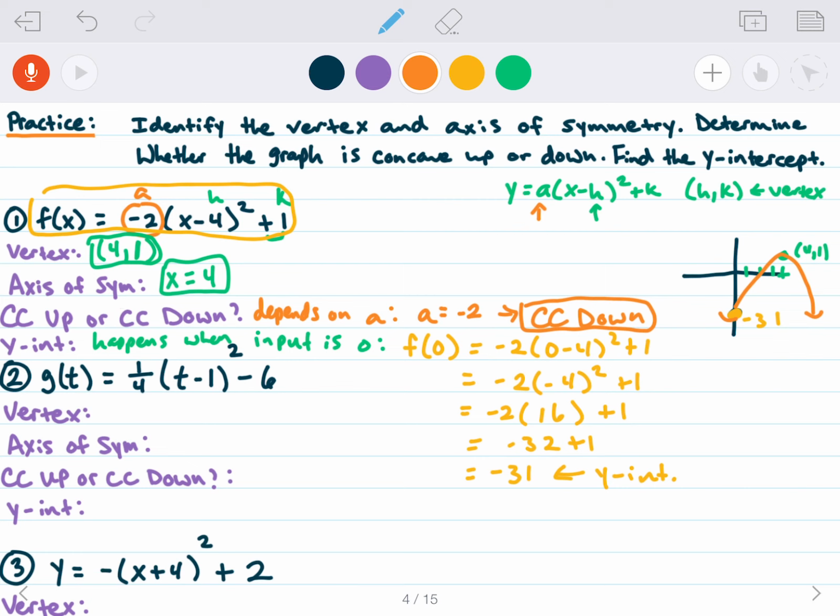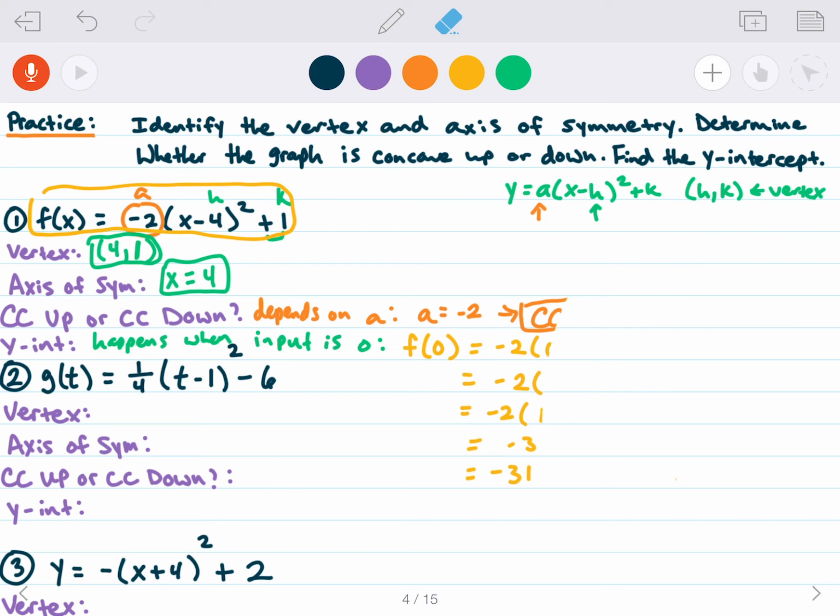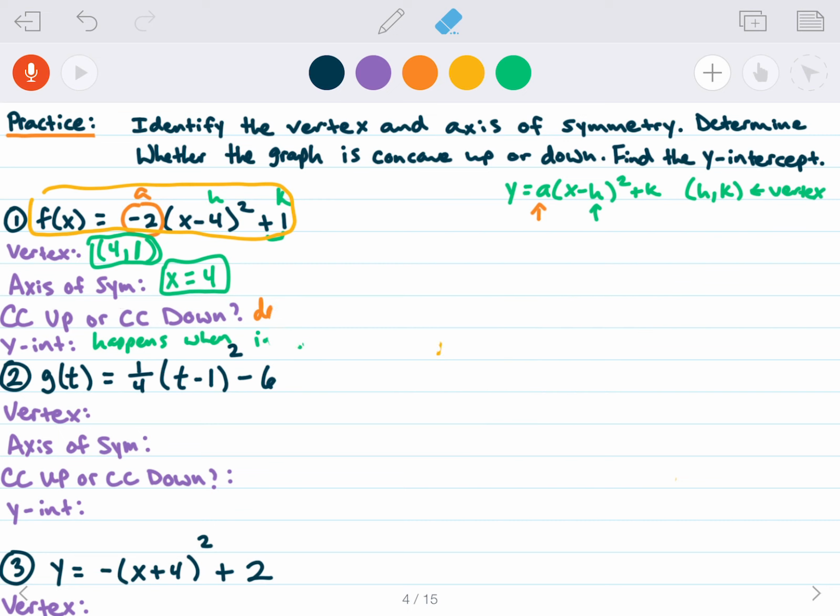All right, let's do another example. I'm going to erase some of this, so let's go ahead and do that so we have more room. Let's do another example, and I encourage you to pause the video and see if you can do this one on your own. This time our input variable is t. That's no problem. We just treat it like it's an x.